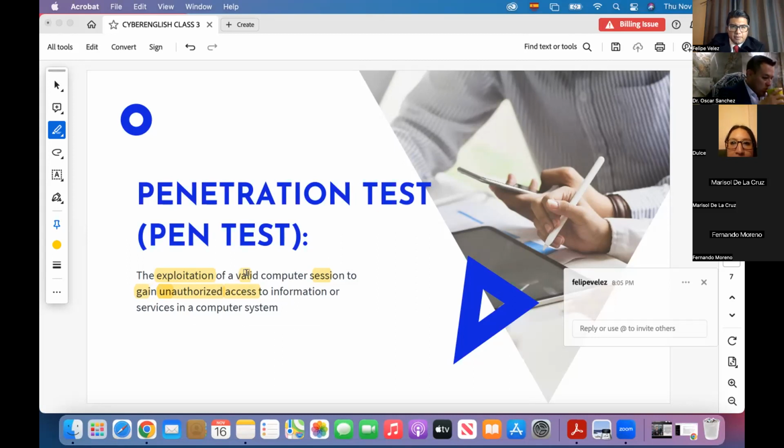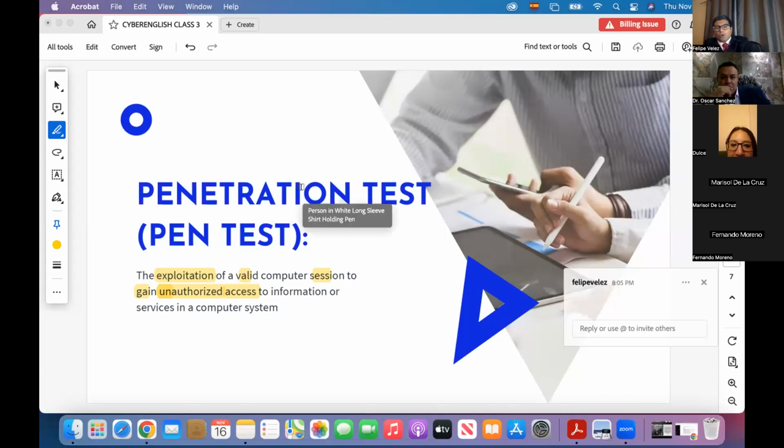Valid. Push it. Push your A sound. Valid. Again, valid. Like in Spanish, válido, but just the A. Valid. That is correct.